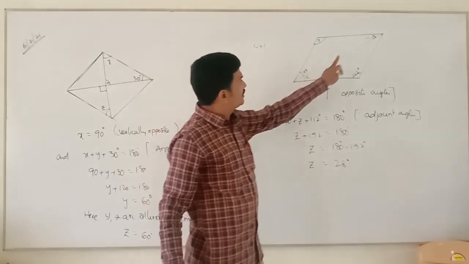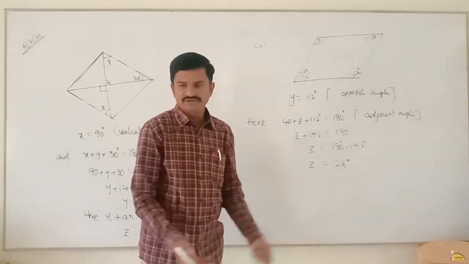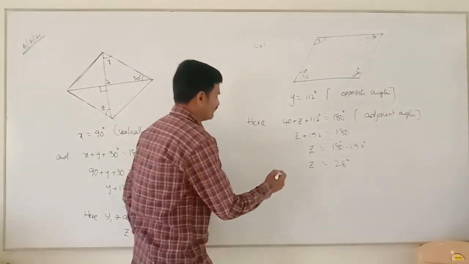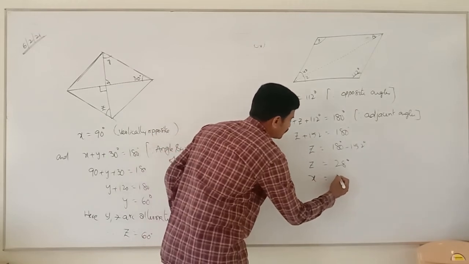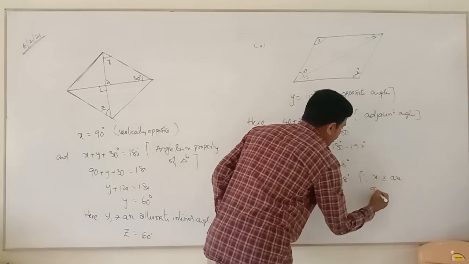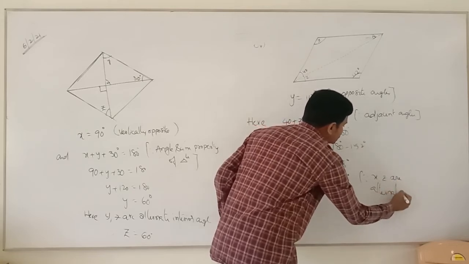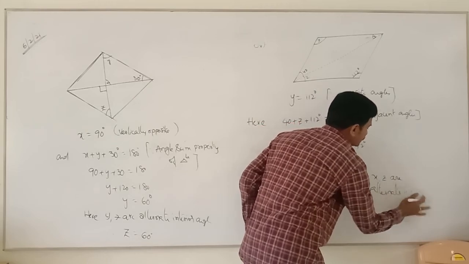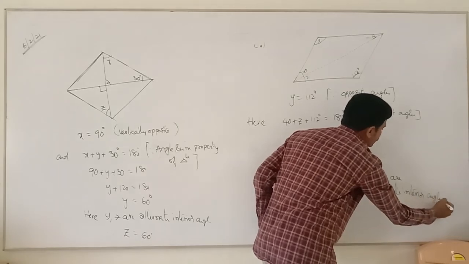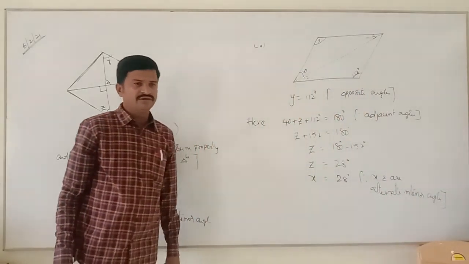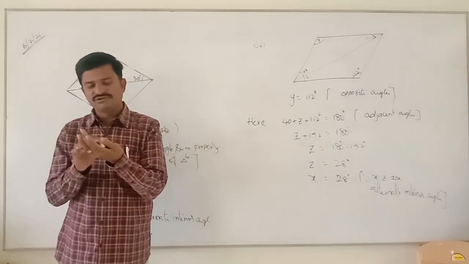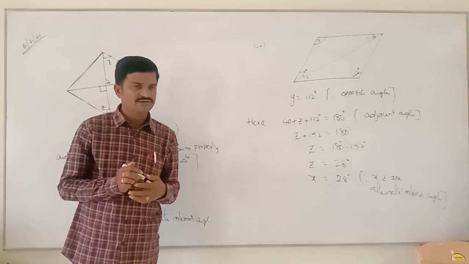If z equals 28, then x is equal to how much? 28, because alternate interior angles. Therefore, x is also 28, since x and z are alternate interior angles. That's it. Got it? This is the way we can find out the unknown values by using the properties of parallel lines. Are you clear? Yes, sir. Note down.